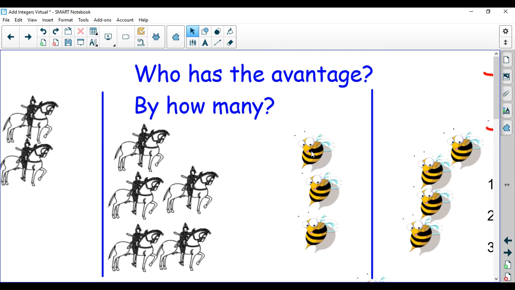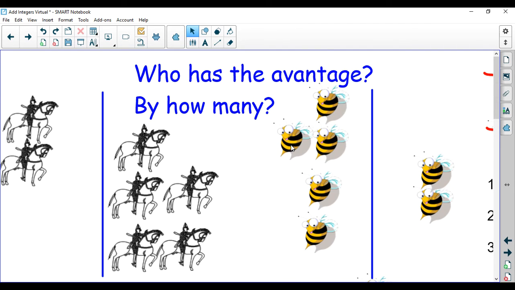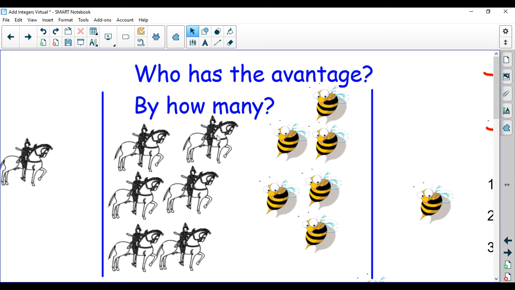Here's another example. This time we have 5 Cavaliers and we have 2 Bees. Who's got the advantage? The Cavaliers. By how many? By 3. This time we have 5 Cavaliers and we have 6 Bees. Who's got the advantage? The Bees. By how many? By 1. Well, how about now? Both players have 6, so no one has the advantage.